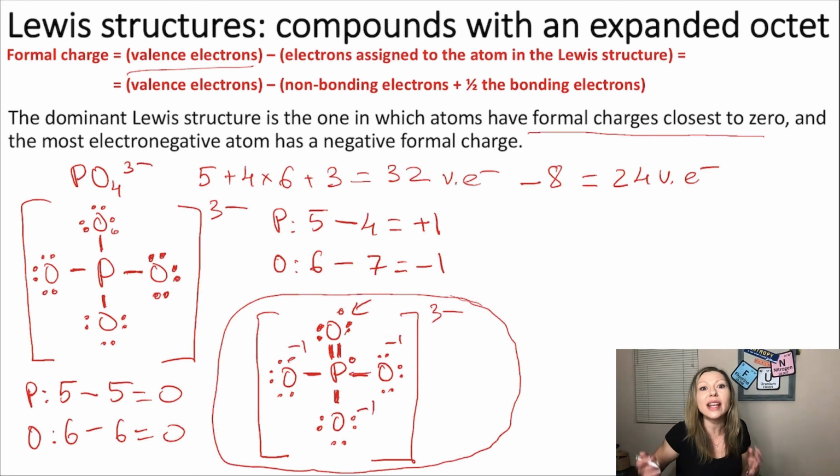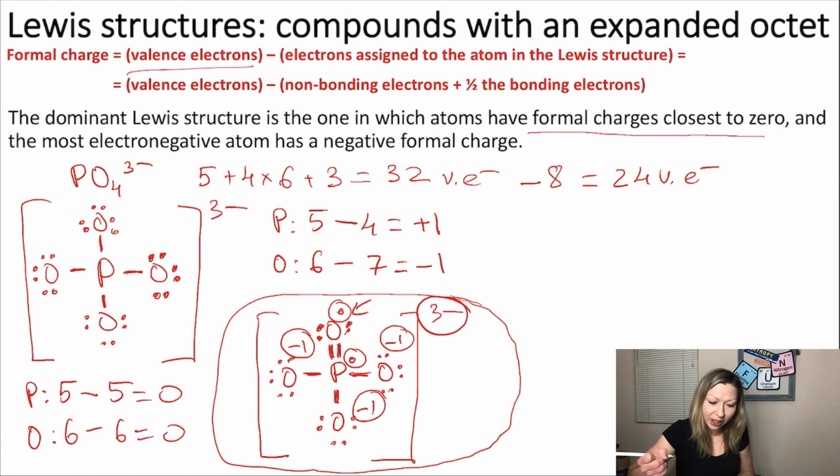Now let's just take a look at the sum of the formal charges. So when we add -1 to -1 to -1 plus 0 plus 0, we are going to end up with 3 minus. So that is going to happen in every single case because the sum of the formal charges should give us the charge on the overall molecule or ion. Okay? All right, now a question.